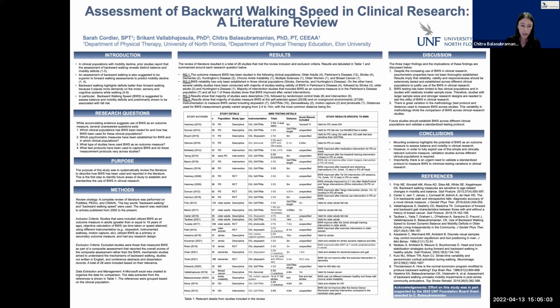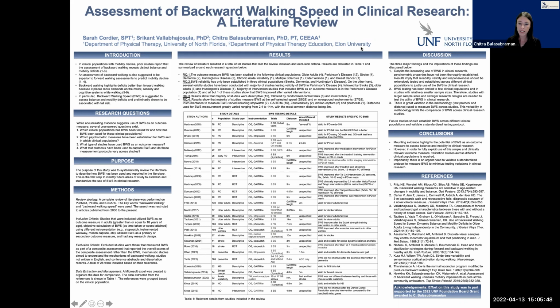Studies that we excluded included those that measured backwards walking speed as a part of a composite assessment that just reported the overall scores rather than a backwards walking speed time in particular. We also excluded any mechanistic studies aimed at just understanding the mechanisms of backwards walking in general, any studies that were not written in English, conference abstracts, or dissertations. And after all of that, we were able to include 28 studies based on their relevance. The data from these studies was extracted and put in the table, which is seen in the middle here.